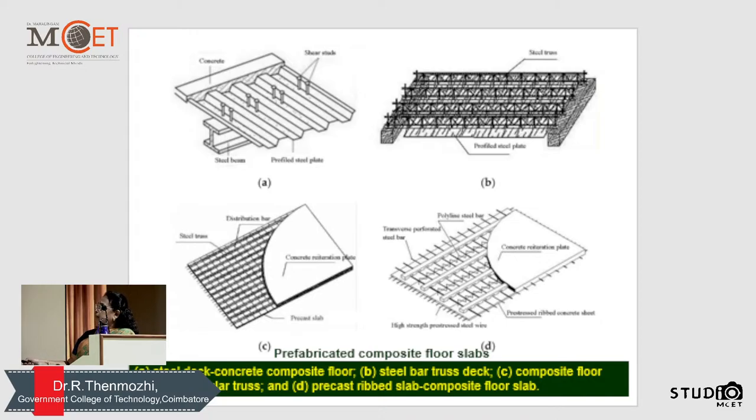And over this provided sheet, concrete of thickness 40mm to 60mm will be poured here. So the concrete over this one will give you the compression, whereas this steel sheet with this shear connector will provide you tension. And another system is the steel plate system, over which steel trusses are embedded to take the tension.